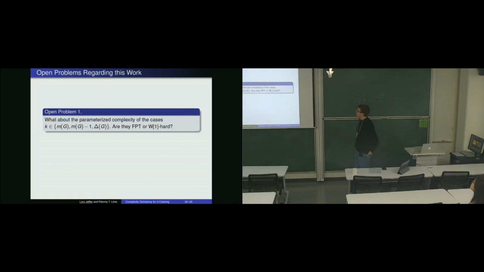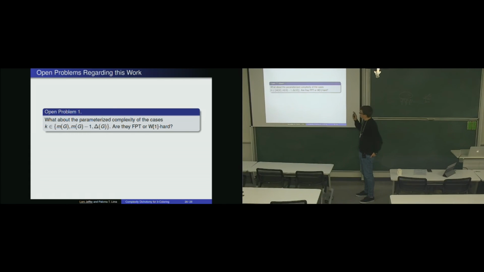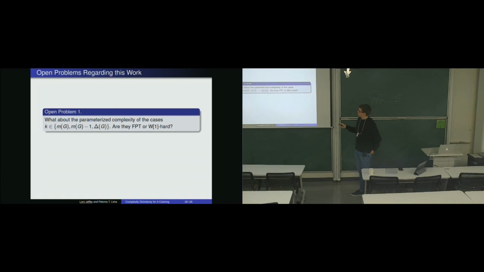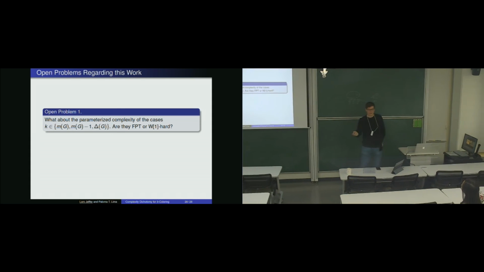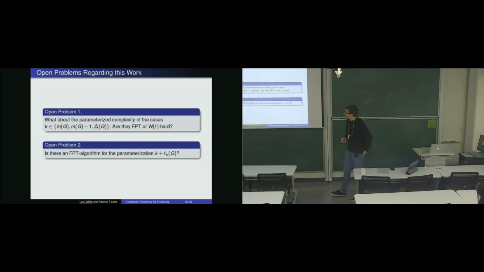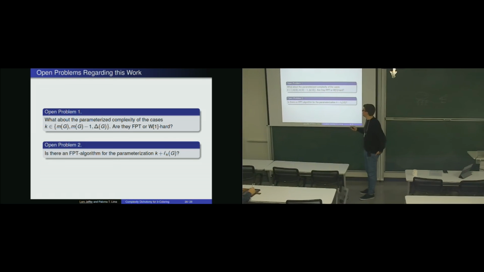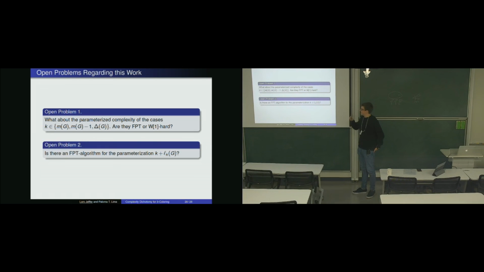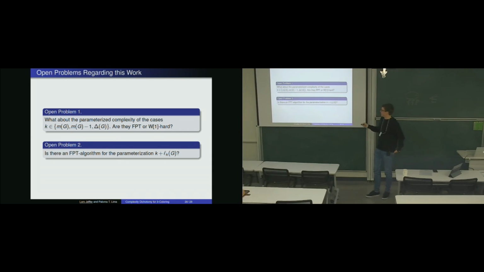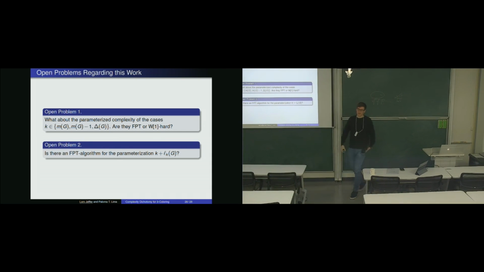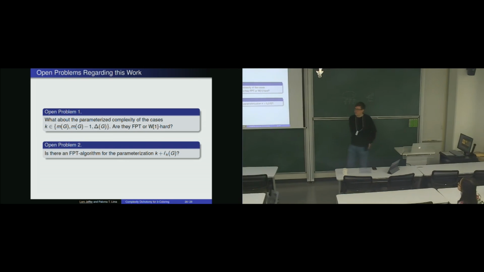So as two open problems, I would like to mention the most obvious one from the viewpoint of parameterized complexity, which is whether these remaining cases are in fact FPT or W[1]-hard. And the second problem is, can we exchange the parameterization of our FPT algorithm, the maximum degree, for the number of colors, which I think might be a nicer result.